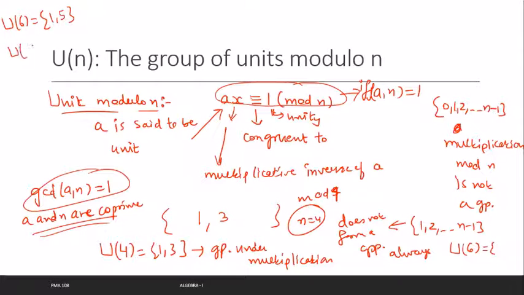What is going to be U3? 1 2. 1 2. And what is going to be, say, U5? 1 2 4. 1 2 3 4. 1 2 3 4. So, and similarly you can see U7. So U7 is going to be 1 2 3 4 5 6, up to 6.